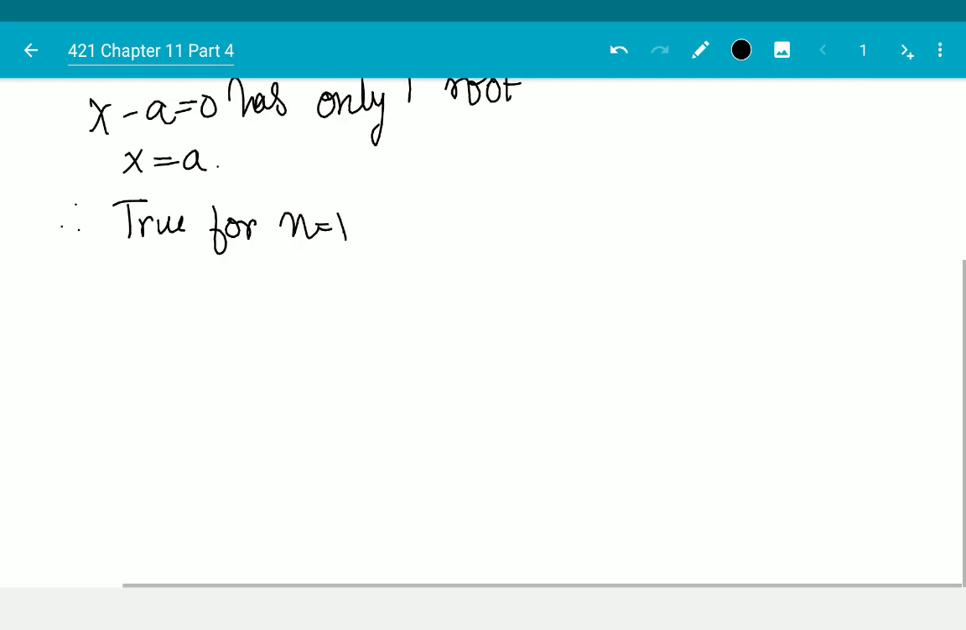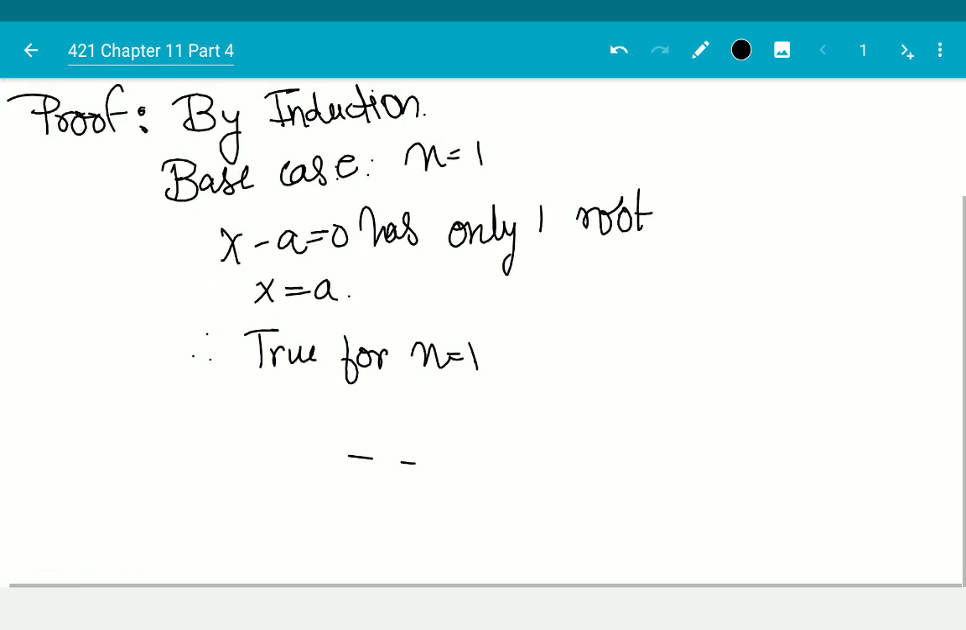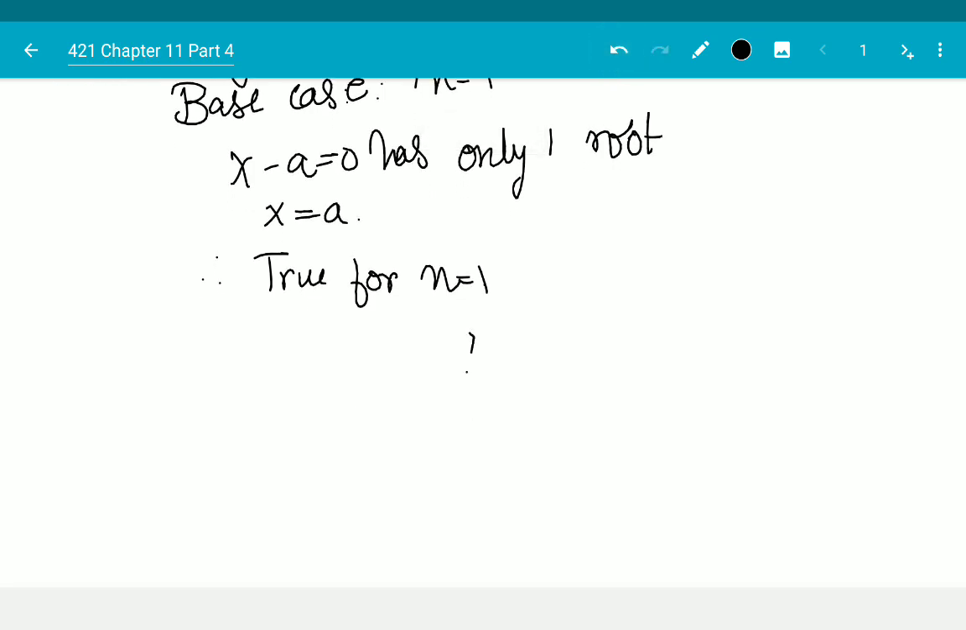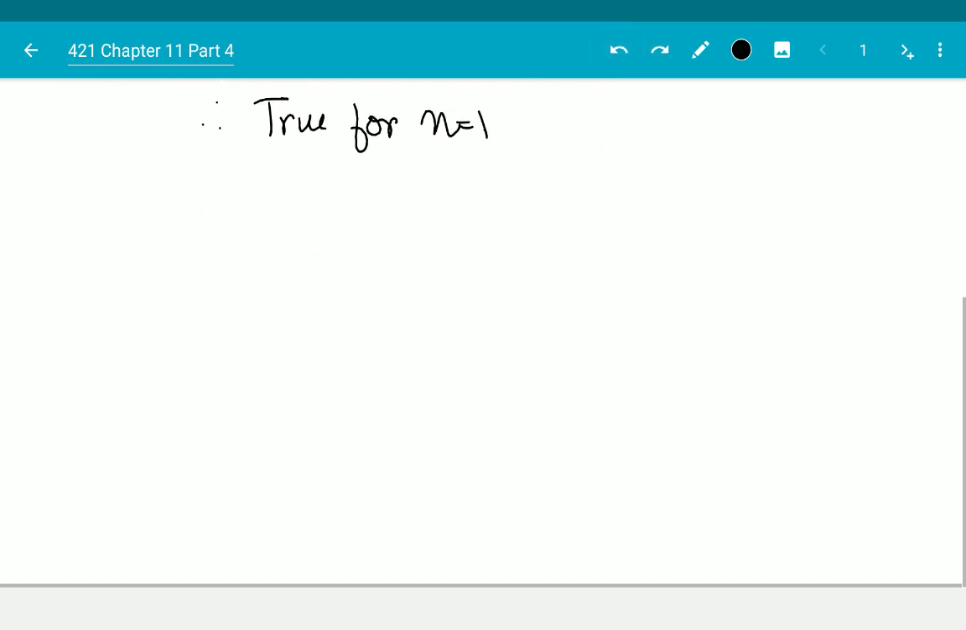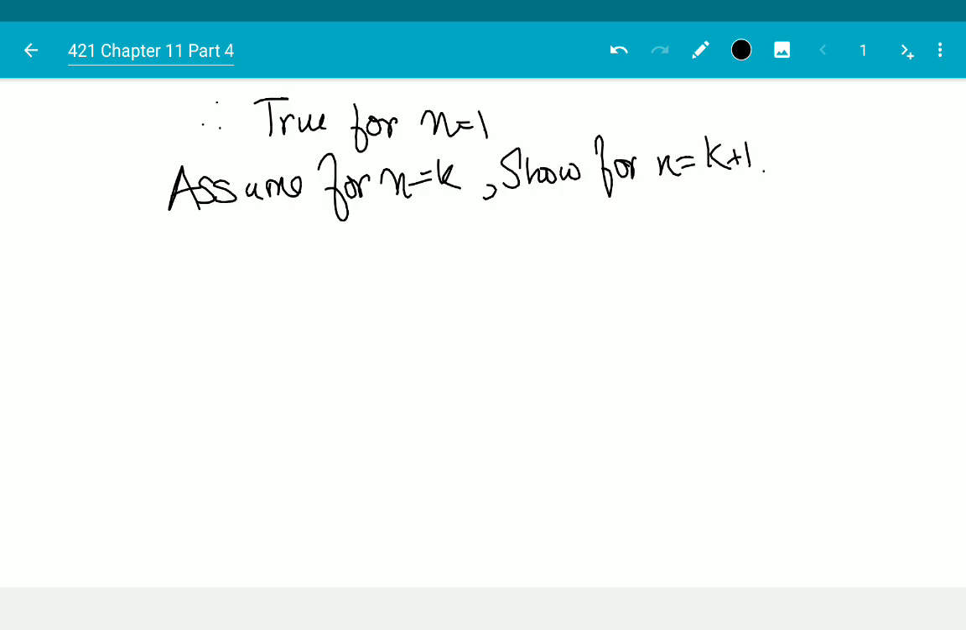So let us assume it's true for n is equal to k. Show for n is equal to k plus 1. So I'm going to assume that the theorem holds for n is equal to k. Suppose a polynomial of degree k plus 1 has k plus 2 roots.